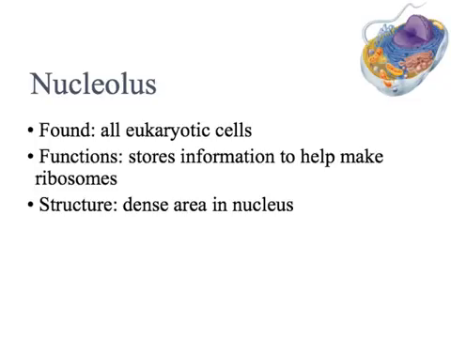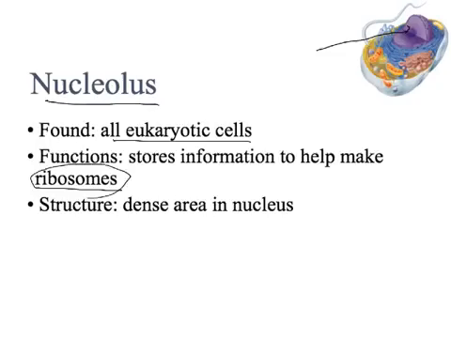So inside the nucleus, there's this little section that we call the nucleolus. So you can see the nucleolus is this dark purple section inside the nucleus. This is found also in all eukaryotic cells, and this is where the information is stored to help make ribosomes. Okay, so this is a specific area of the nucleus that stores the information to make ribosomes.